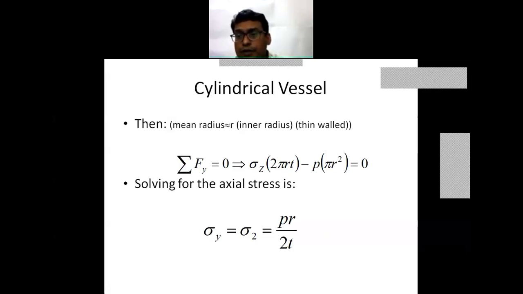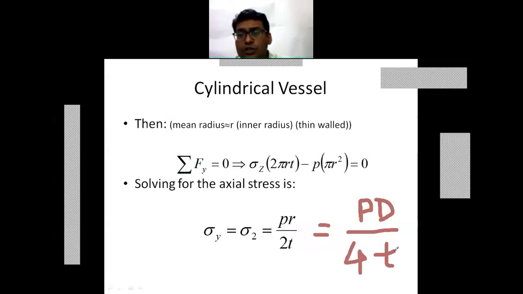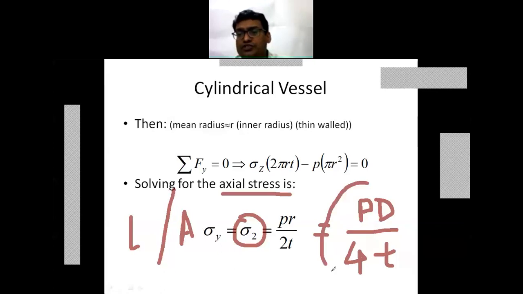which is nothing but equal to p d upon 4 into the thickness. So this is what the stresses, longitudinal stresses or axial stresses. These are called the longitudinal or axial stresses. So this is my formula for the stresses, that is PD upon 4T.